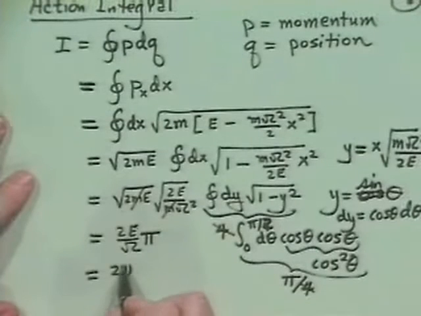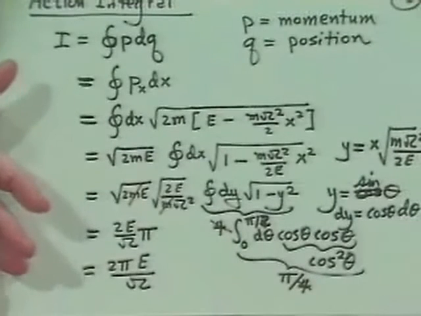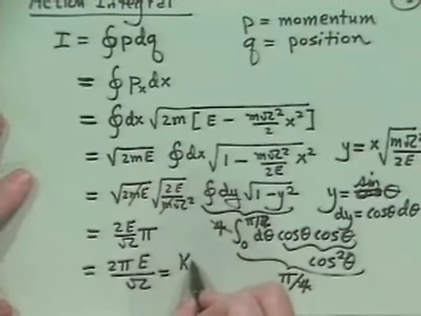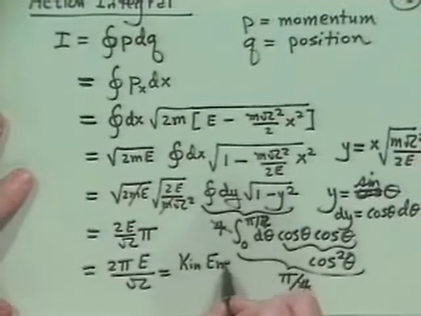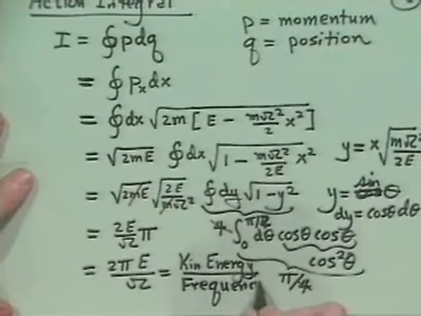So this is 2 pi energy over frequency. And so any action integral turns out to be energy per unit frequency. Okay, so this is kinetic energy per unit oscillation frequency, the frequency of oscillation.